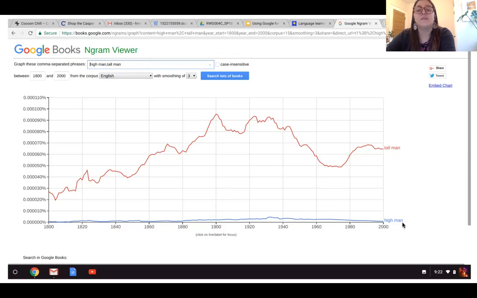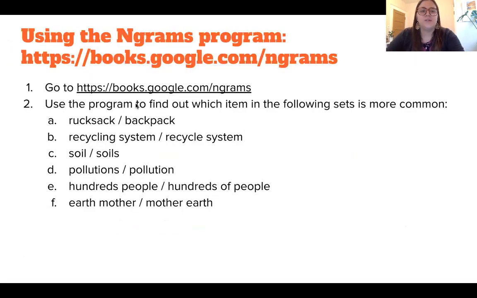It's not that it's never ever used, but it sounds a bit awkward. Most people say "tall man." And then what I would have them do after is they would find more examples. So let me show you how to use this.